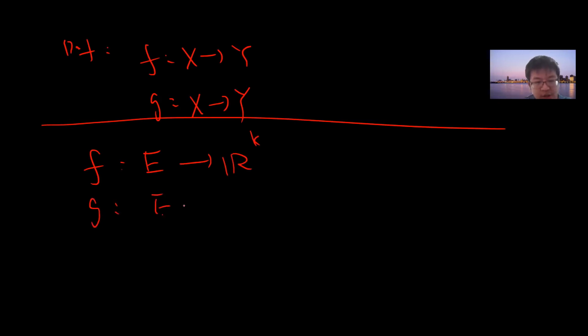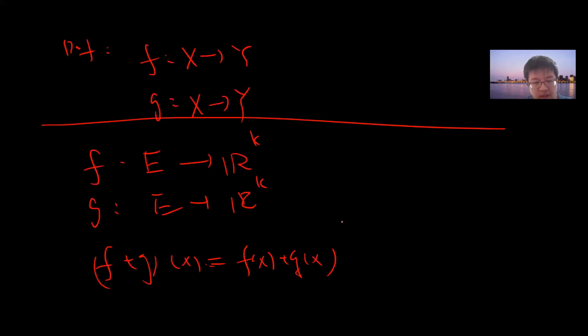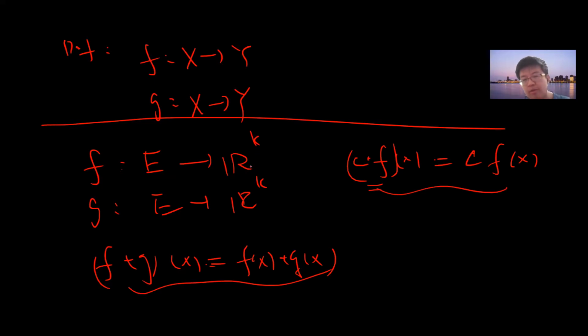So I can define the addition of functions: f plus g at x is defined to be f of x plus g of x. And there is c times f, defined as c times f of x. So this makes the functions become a vector space. Okay, and also you can add the product. So let's define this.